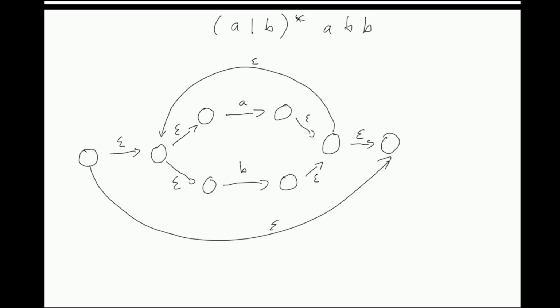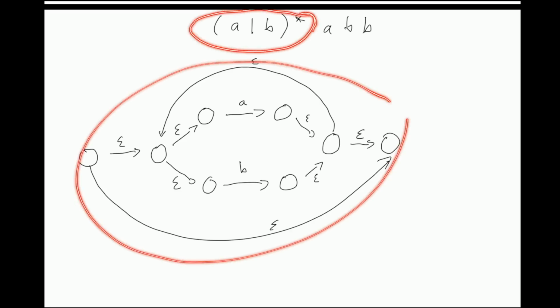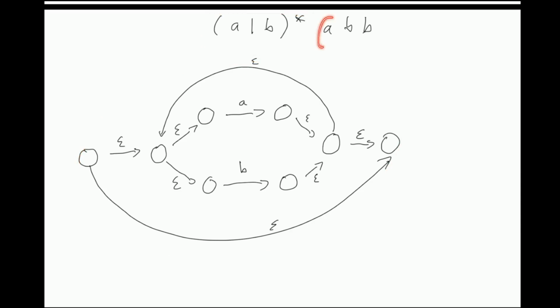Okay, and then the concatenation for the rest of this is pretty straightforward. So this is our whole expression that we just generated, and then we just concatenate it with a machine that recognizes A. So we just line up the end state of our Kleene closure with the start state of our machine that recognizes A, and so on. And we do this for the rest of our concatenation. So here's our accept state.